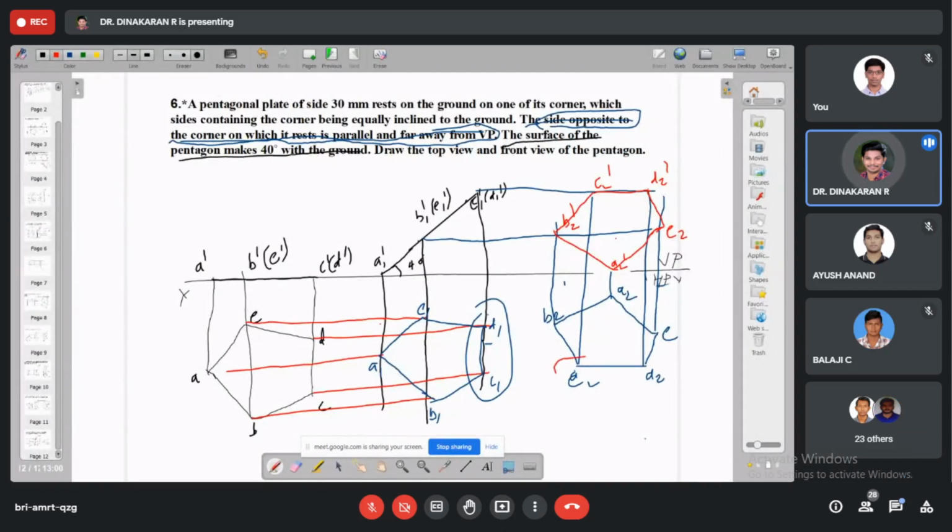Because this one edge is far away. If I place it here, it's nearer and parallel to the VP. This one, that is the side opposite to the corner. This is the corner point. This is the opposite side. That C1 D1 is the opposite side of the corner. So I'm placing it as far away and parallel to the VP.